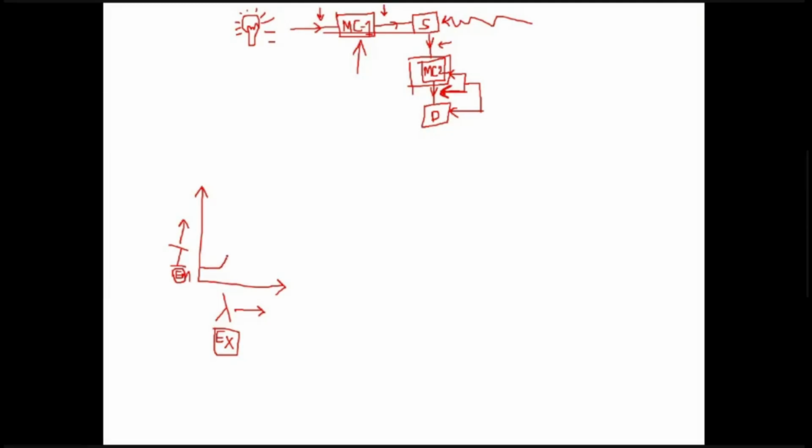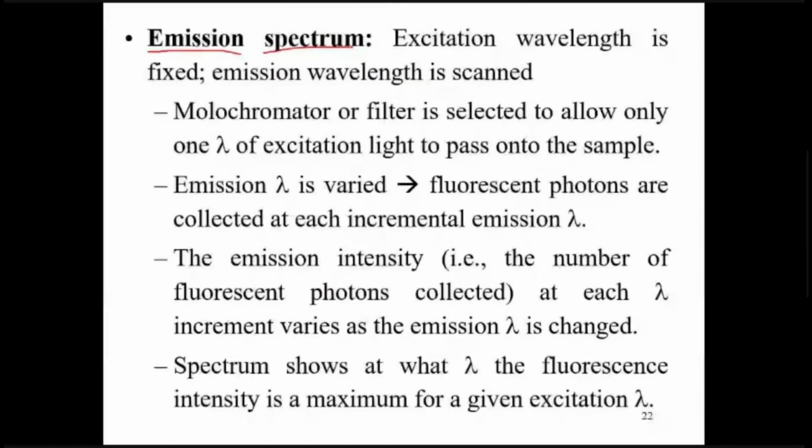But there will be a certain excitation wavelength at which the intensity of the emitted light of that particular wavelength will go on increasing, and then again it will go on decreasing. So we will conclude that in this region the molecule is absorbing maximum electromagnetic radiation, and therefore it is also emitting that particular wavelength that we have selected at different intensity.